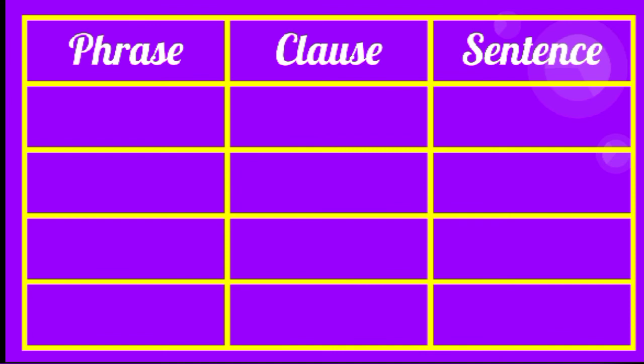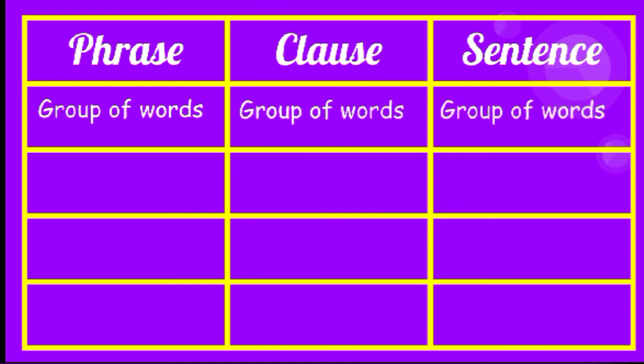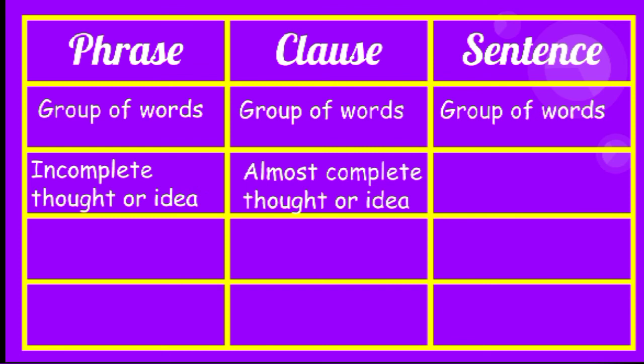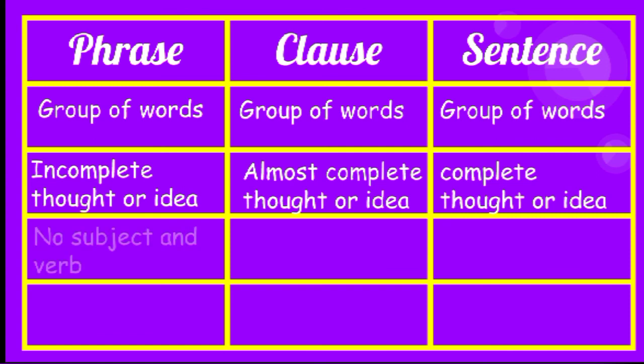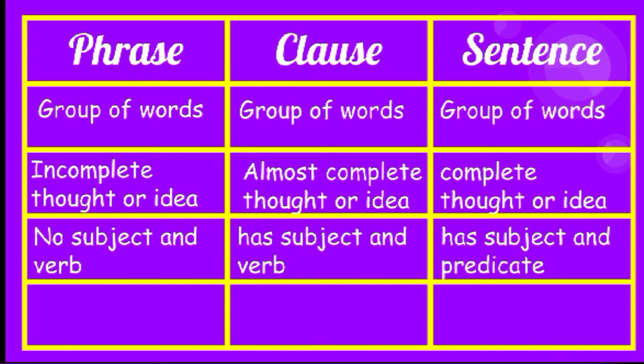Now let's try to differentiate phrase from clause and sentence. Phrase, clauses, and sentences are all group of words. Phrase has an incomplete thought or idea, while clause has almost complete thought or idea, while sentence has the complete thought or idea. Phrase has no subject and verb, while clause has subject and verb, while sentence has subject and the predicate.